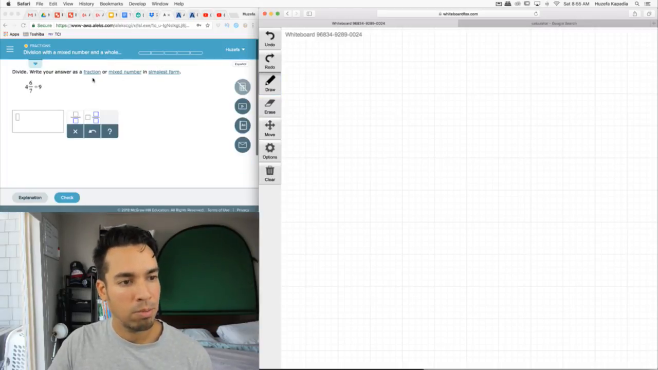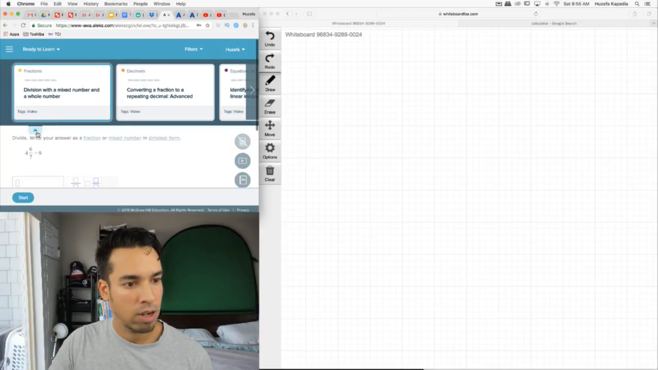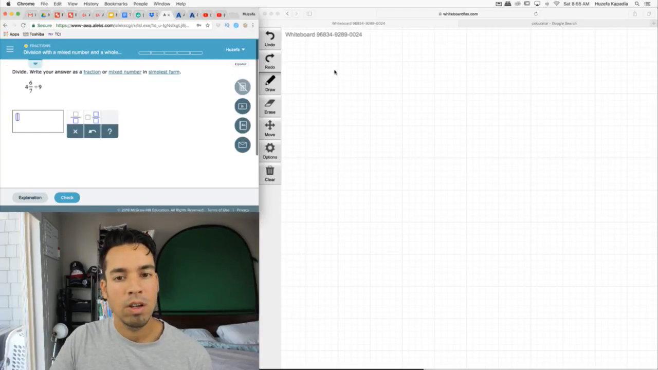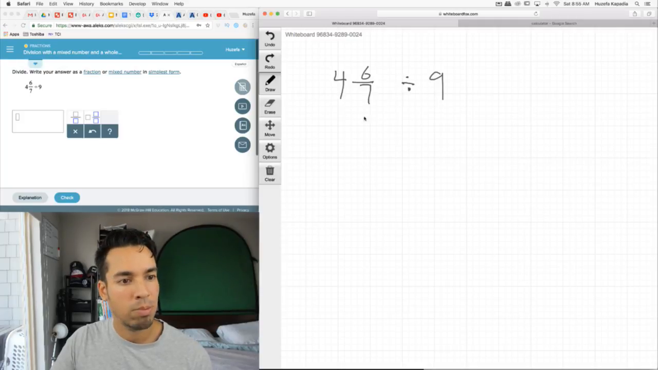Division with a mixed number and a whole number. When we're talking about division, we cannot leave this in a mixed number. That will be problematic. So the first thing we do is we turn this into an improper fraction. We do that by multiplying the whole number against the denominator and adding that result to the numerator.